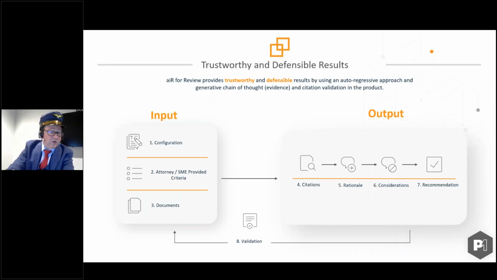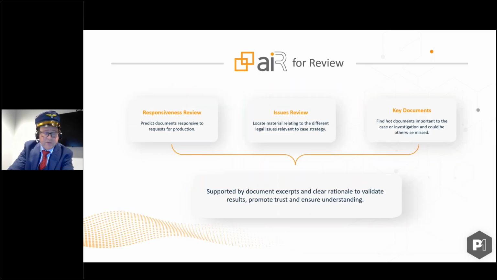And just like, what does that workflow look like? So you really have inputs and outputs. So your inputs are going to be the attorney information, the subject matter expert provided prompt criteria, which we'll show in just a few moments. Of course, your documents, the text of those documents is what is getting analyzed. And then the output's going to be your rationale, your consideration, the recommendation, and the citations that are highlighted. And then there's a validation process as well.